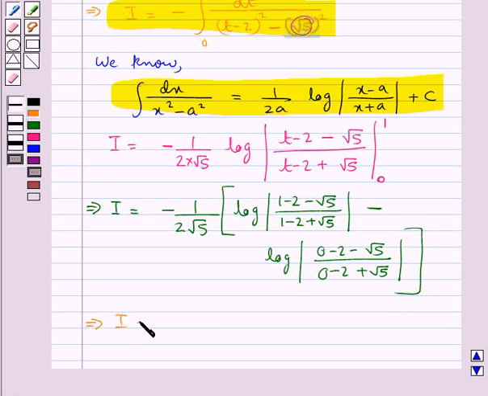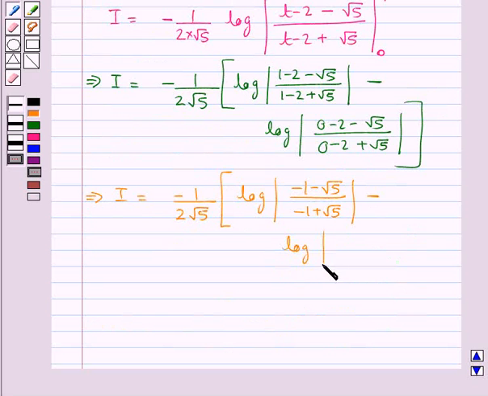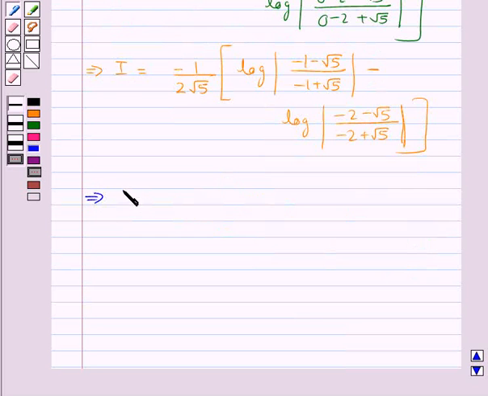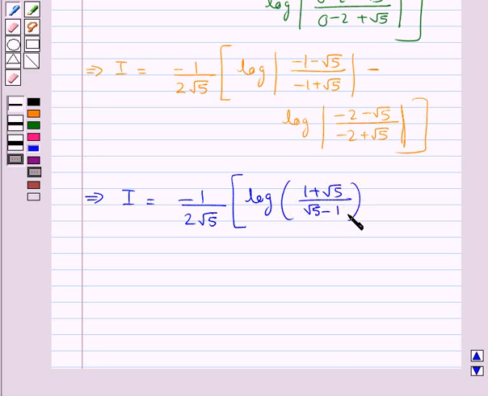So this gives us I is equal to minus 1 upon 2 root 5 into log modulus minus 1 minus root 5 upon minus 1 plus root 5 minus log modulus minus 2 minus root 5 upon minus 2 plus root 5. This gives us I is equal to minus 1 upon 2 root 5 into log 1 plus root 5 upon root 5 minus 1 minus log 2 plus root 5 upon root 5 minus 2.